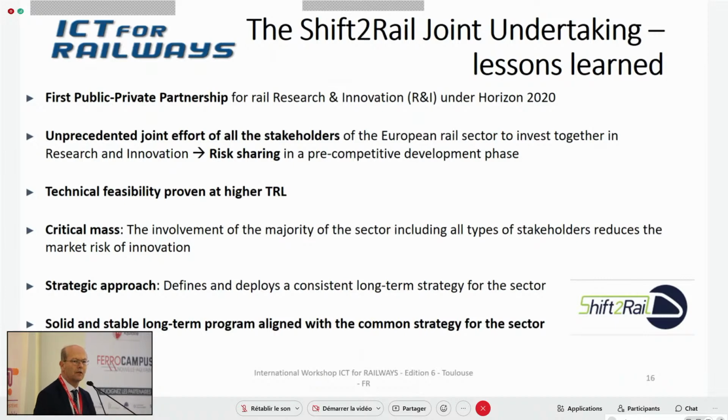The SMEs get full interest, and it's co-financed by the industry and the EU. Secondly, I think there was a critical mass. The technical feasibility was proven at higher TRL, and I think there was also a lot of discussions on strategic approach on the future of Shift2Rail.